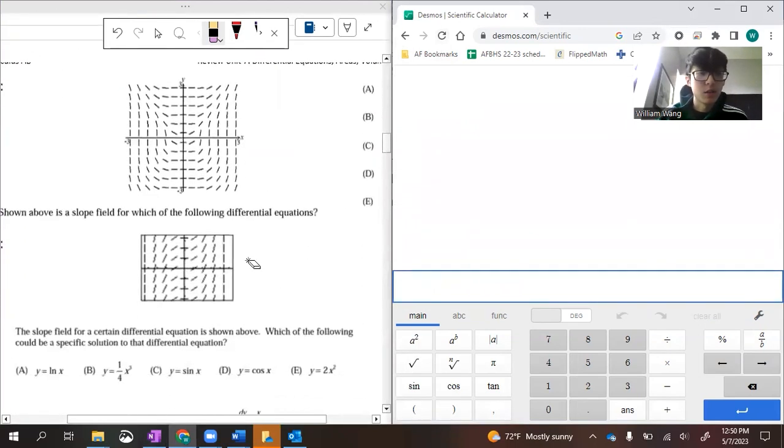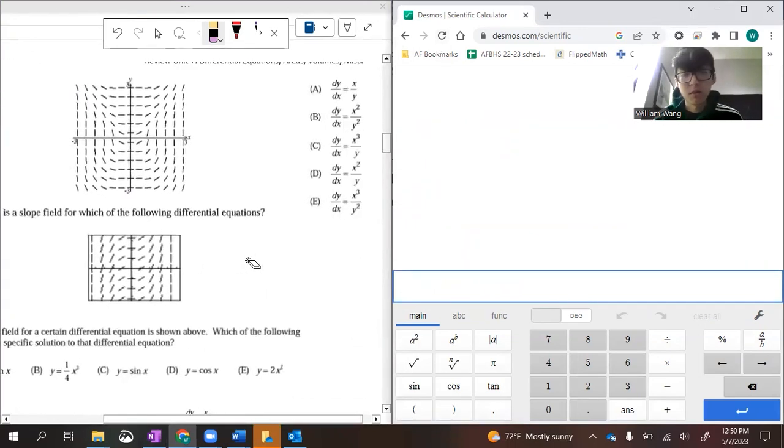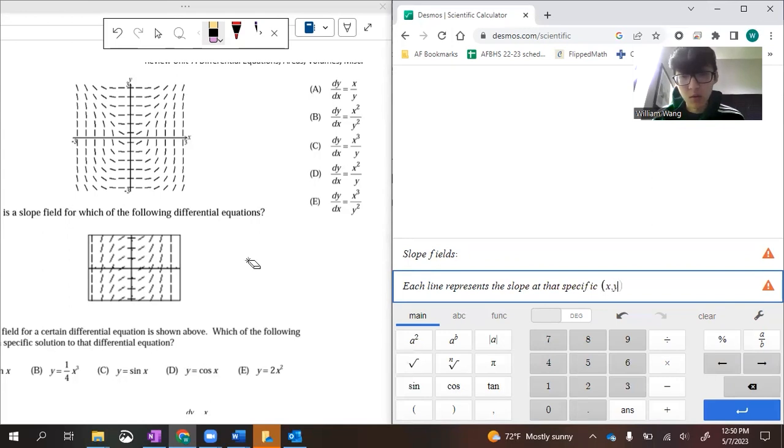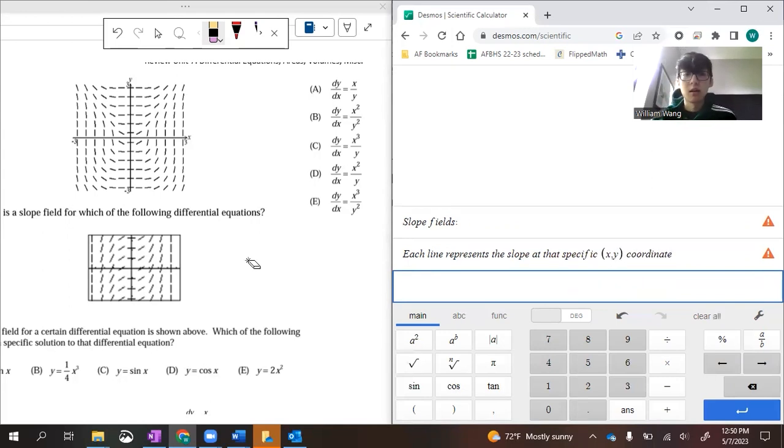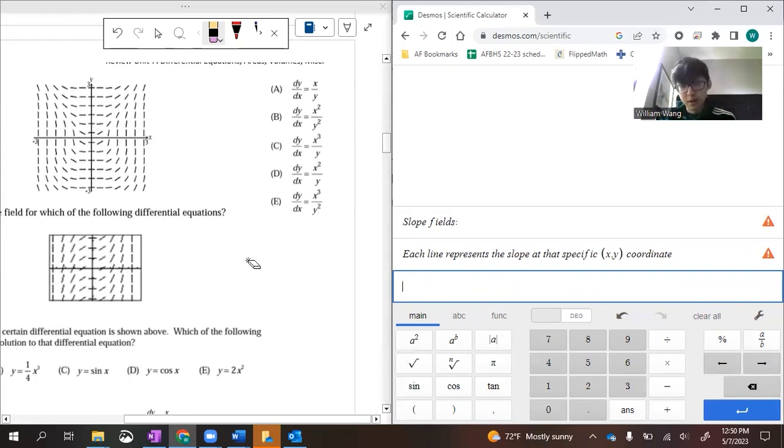All right. Next one, slope fields. Hopefully you have the notes for this, but remember, slope fields, right? Each line represents the slope at that specific x, y coordinate. And all my derivative options here represent my slopes, or my derivative. Actually, I'll say plug in here to find the slopes.